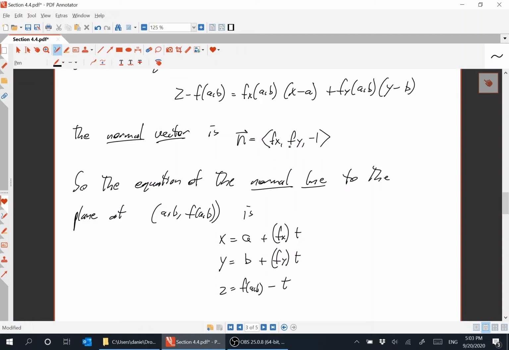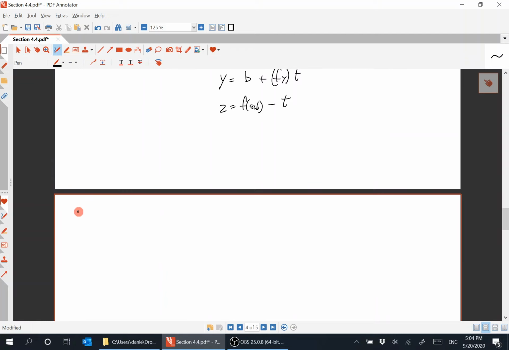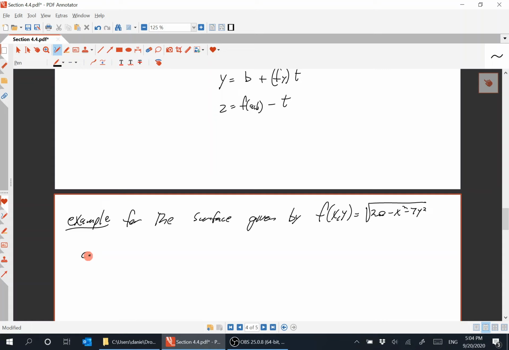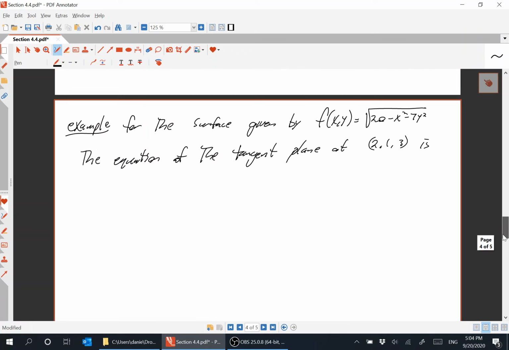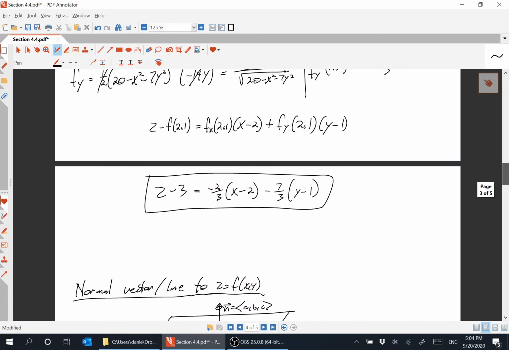So, for example, for the surface given by f(x,y) equal to the square root of 20 minus x squared minus 7y squared, at the point (2, 1, 3), the equation of the tangent plane is, so that's the one we found before. Oops. Where was it? Right there.